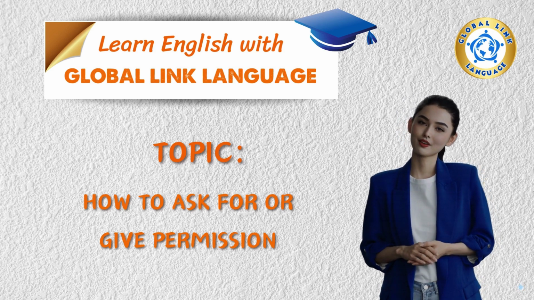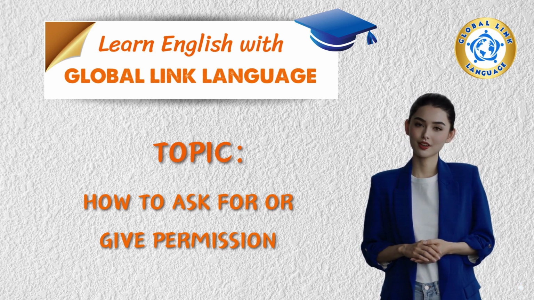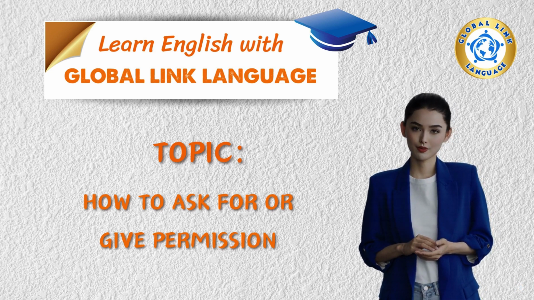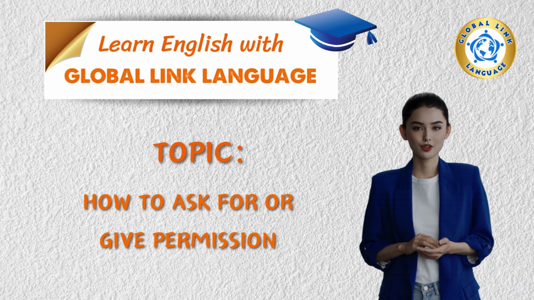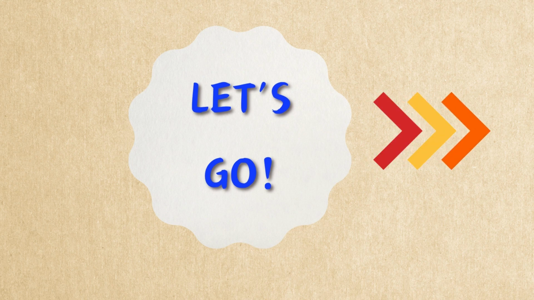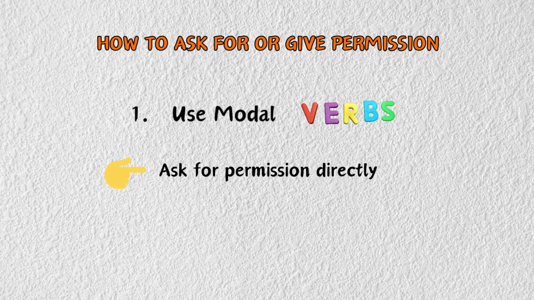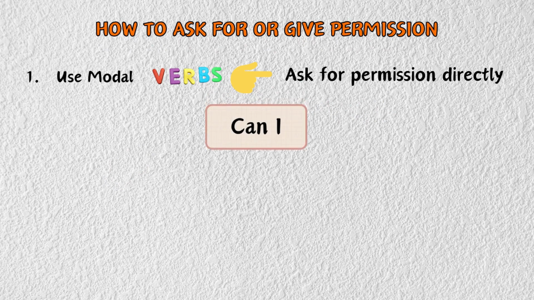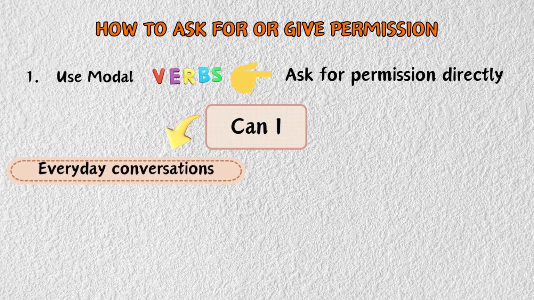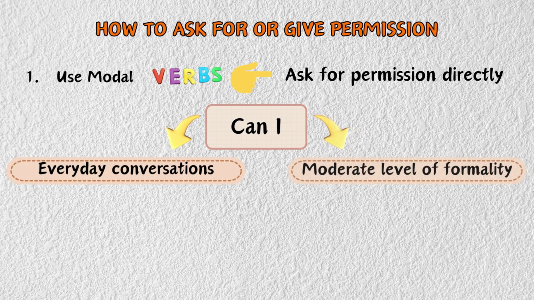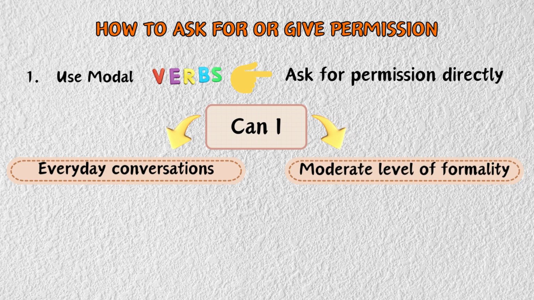Now, let's dive into the art of asking for permission. We'll introduce you to all the most popular ways of asking, so you can confidently use them in any context. The first is to use modal verbs to ask for permission directly. We have, can I? It's commonly used in everyday conversations and situations where a moderate level of formality is appropriate.